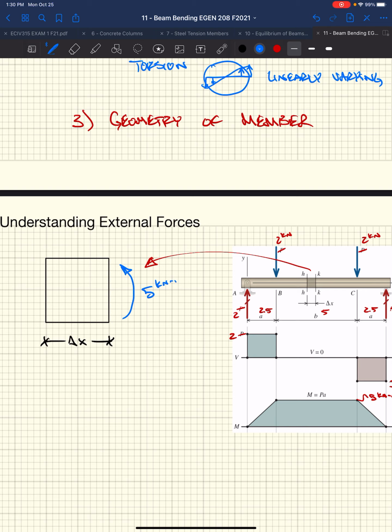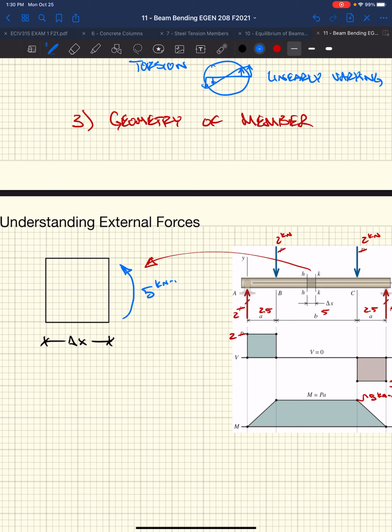This is again H to H, K to K. This is just the width of the beam between our two point loads. We have our coordinates, X and Y, for drawing a free body diagram.